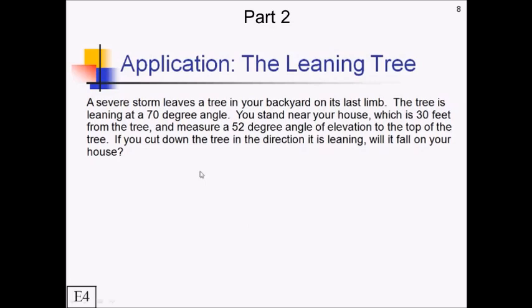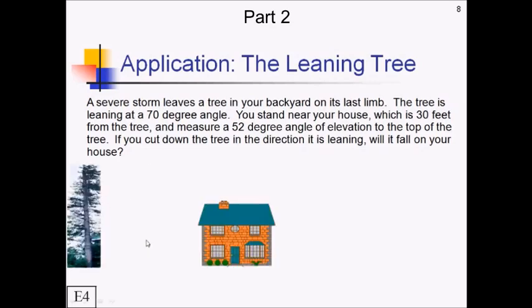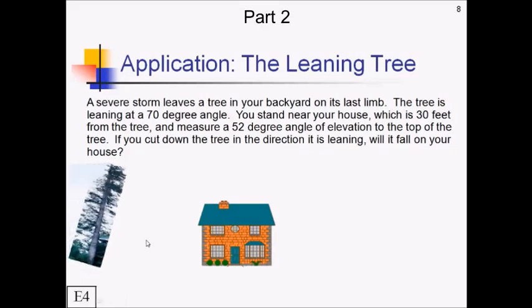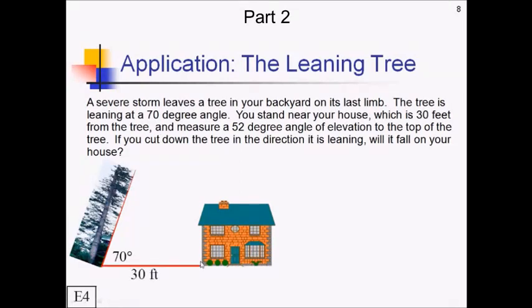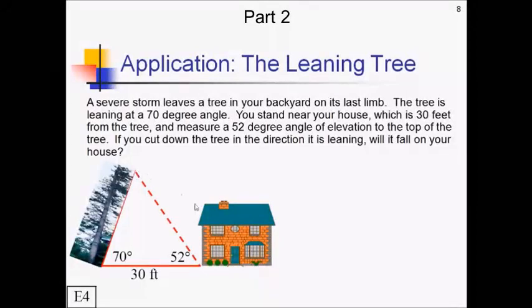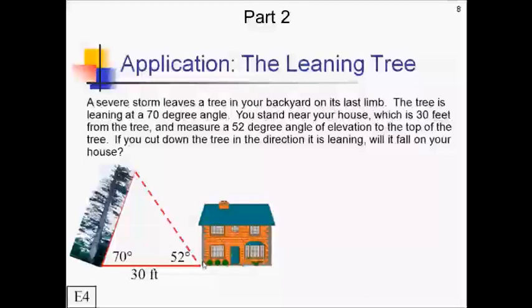We're going to wrap things up with a real-life problem. A severe storm leaves a tree in your backyard on its last limb. Get it? Limb? The tree is leaning at a 70-degree angle. You stand near your house, which is 30 feet from the tree, and measure a 52-degree angle of elevation to the top of the tree. If you cut down the tree in the direction it's leaning, will it fall on your house?